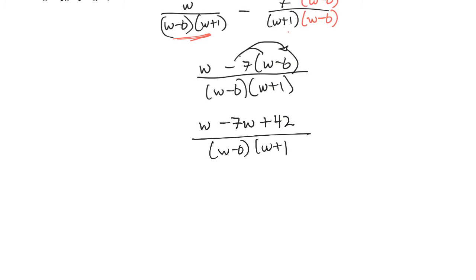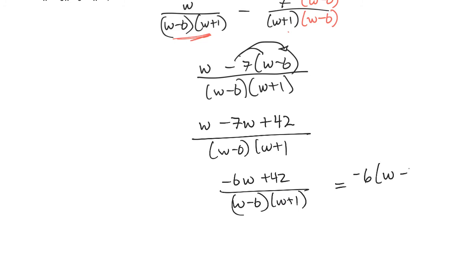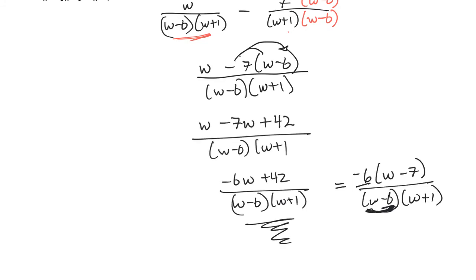And then on the top, w minus 7w would be a minus 6w plus 42 over w minus 6, w plus 1. You could probably leave it there. 6 will divide into both 6 and 42, so you could rewrite it as minus 6 times w minus 7 all over the lowest common denominator. But if I can't cancel anything after that, and I can't cancel those minus 6's because this one's anchored with the w. So if I can't cancel anything, I might have just left it at that point there.